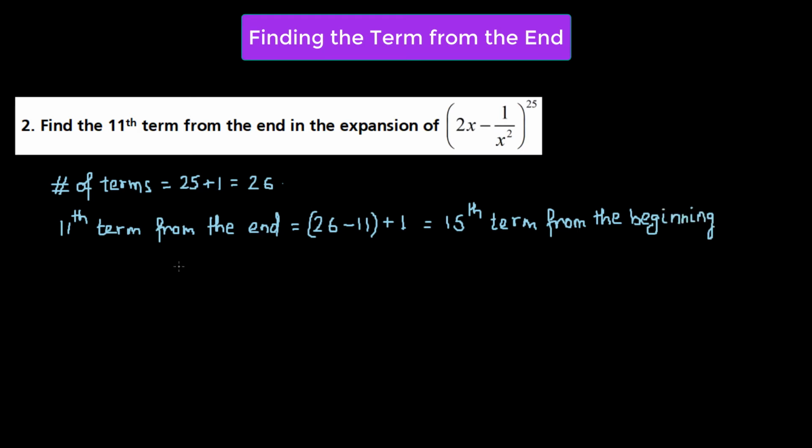Now we find the value of T15. So T15 is equal to T14 plus 1, which is equal to 25C14. We take the first term, which is 2x, and 25 minus 14.